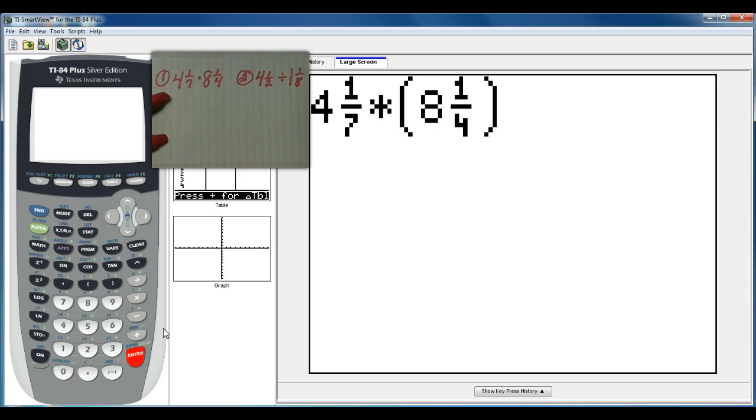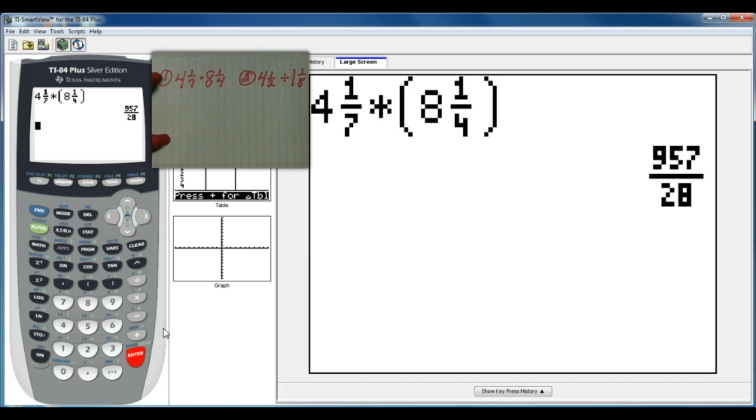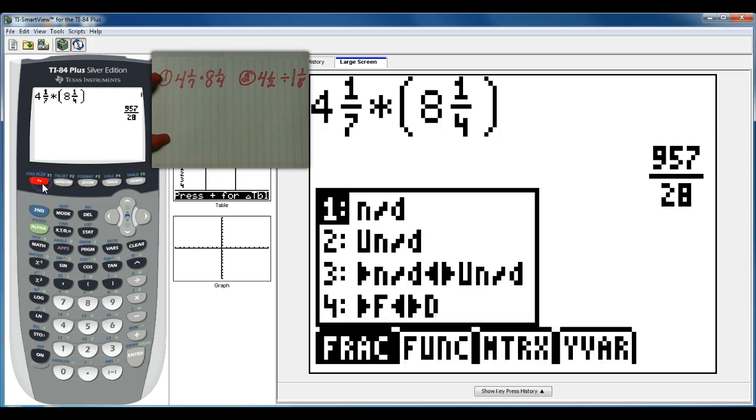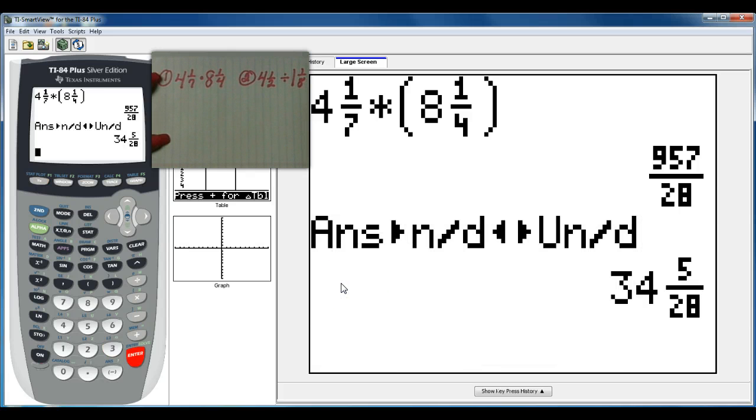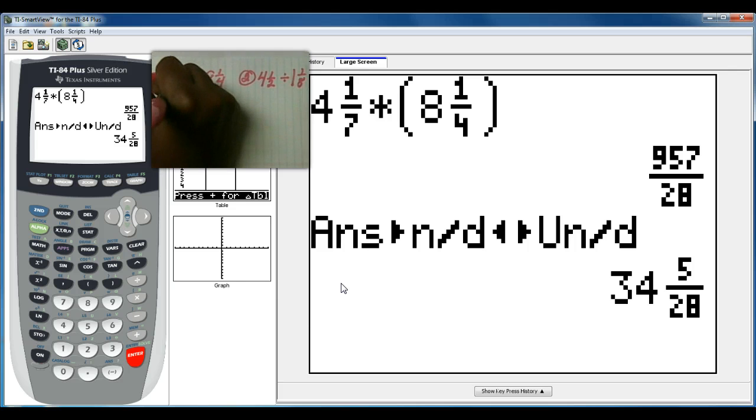All right. Once you do that, you hit enter, and it's going to give you an improper fraction. To get that improper fraction to go to a mixed number, you have to go back again to your alpha y equals key, right? And then you would select number 3, which says you have a numerator denominator, but you're trying to change it to a mixed number. And there's your answer, 34 5/28.